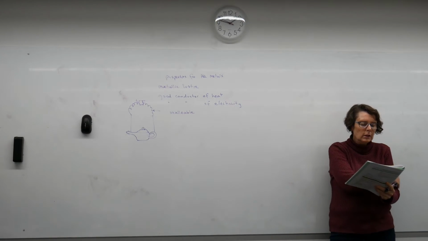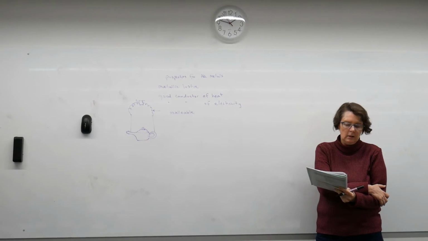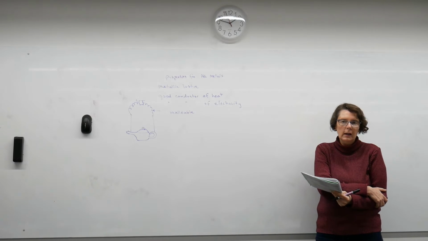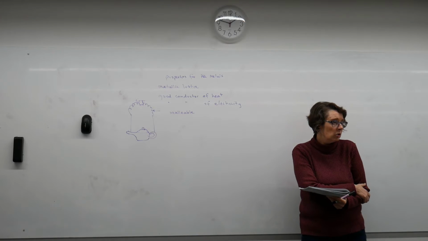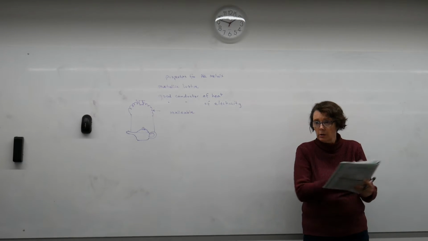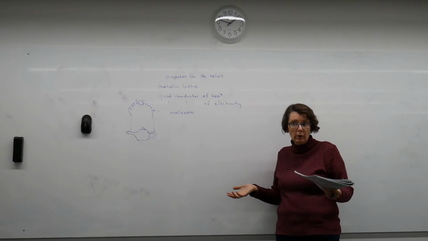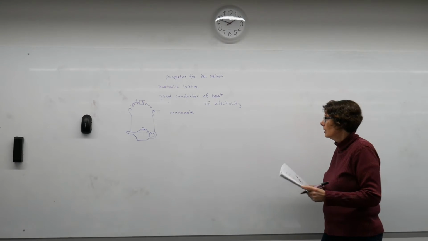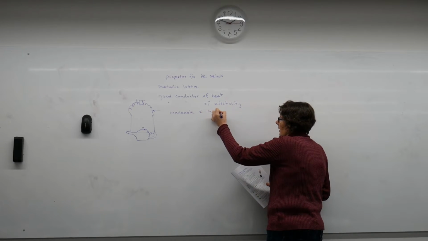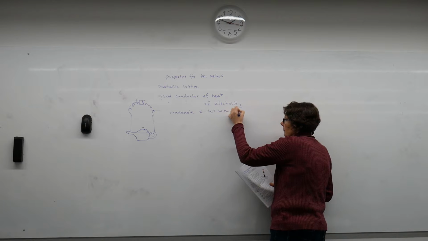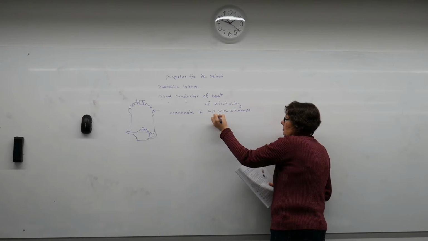If you read here, the description of malleable is that it's able to be beaten into another shape. That means if you hit it with a hammer, you can change its shape. It's not going to shatter like that glass did, or like our ionically bonded substances do. We can hit it with a hammer and make it change shape.